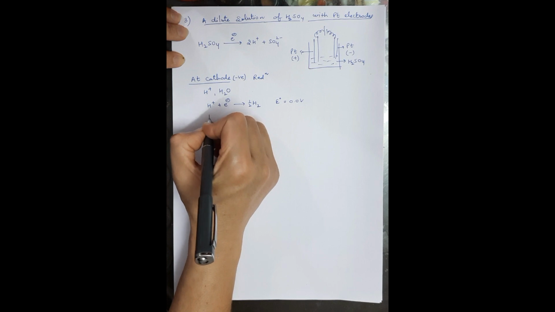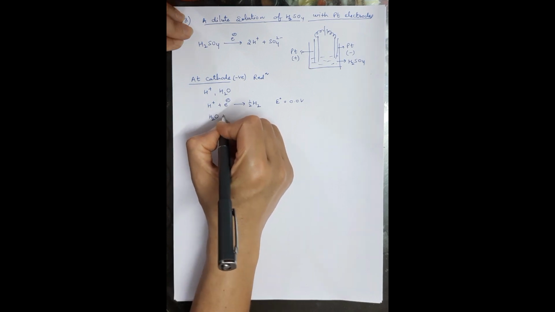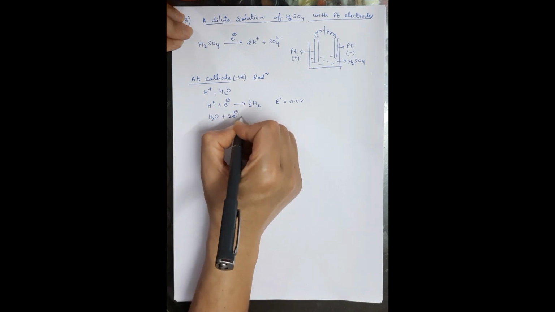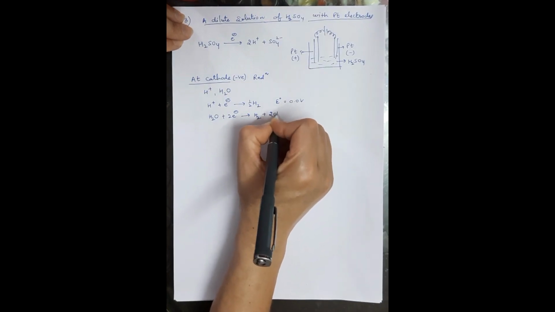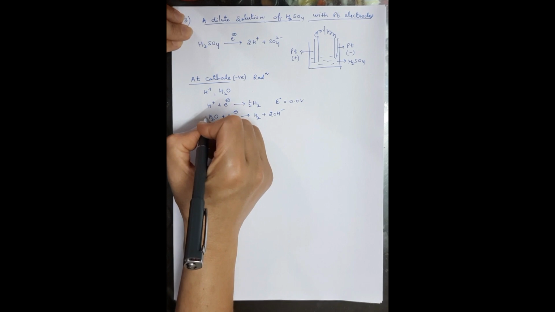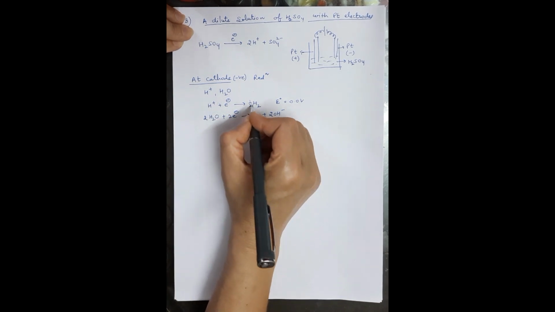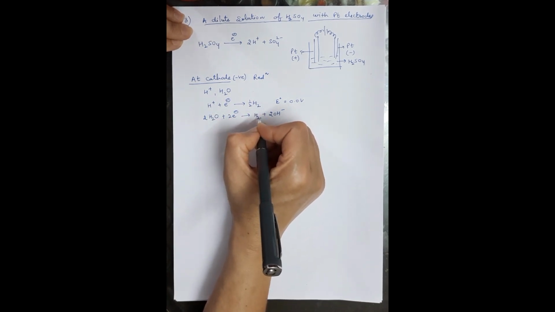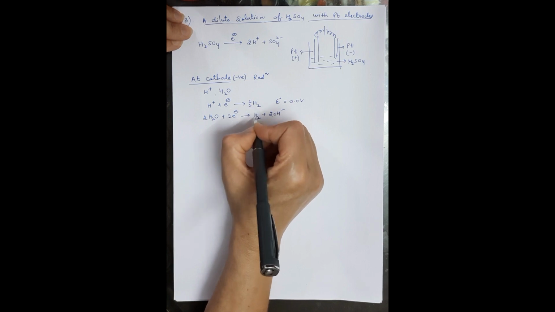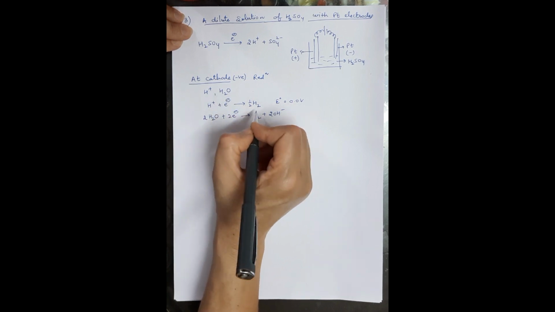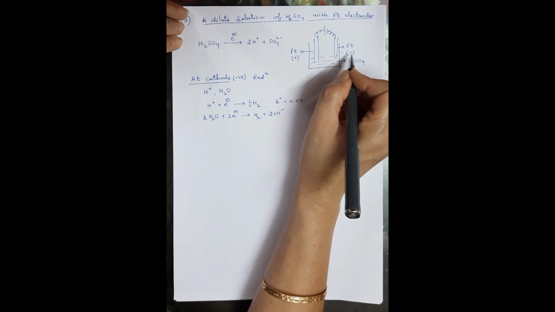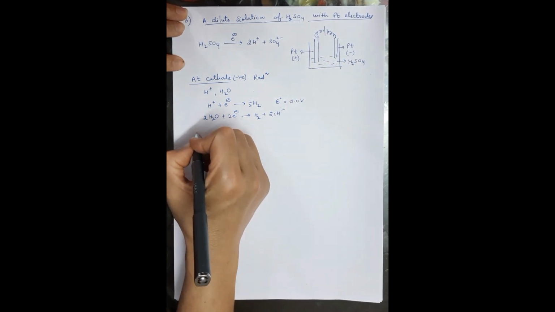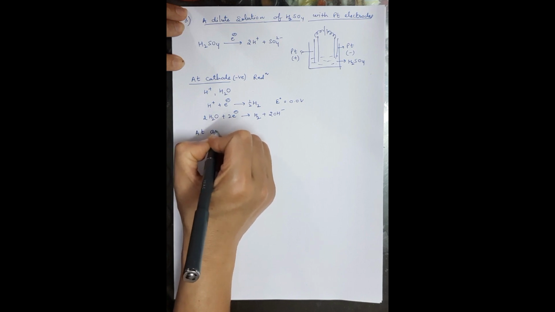In case of water also, after reduction it also produces H2. So in both the cases hydrogen gas is produced. So in this case there is no controversy because both of them are giving hydrogen. Hydrogen gas is liberated at cathode. See what happens at anode.